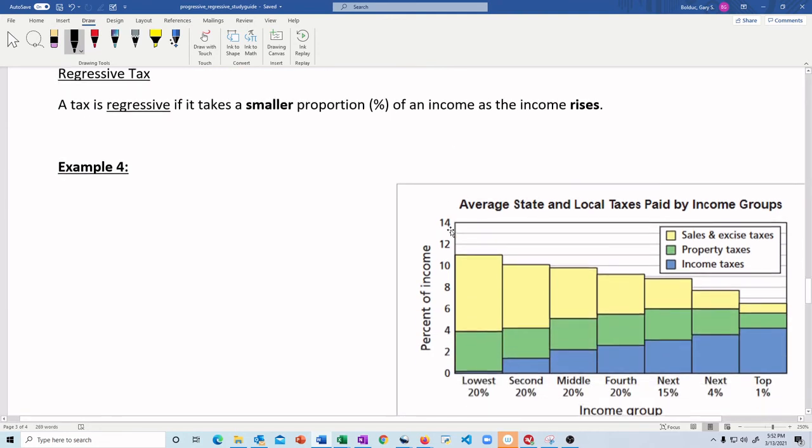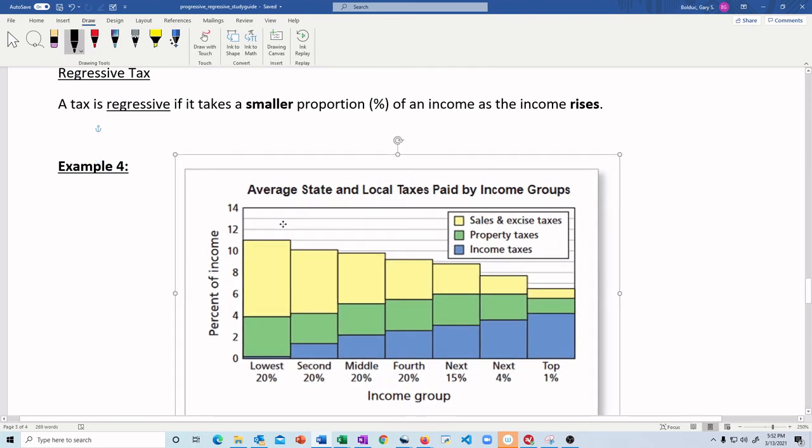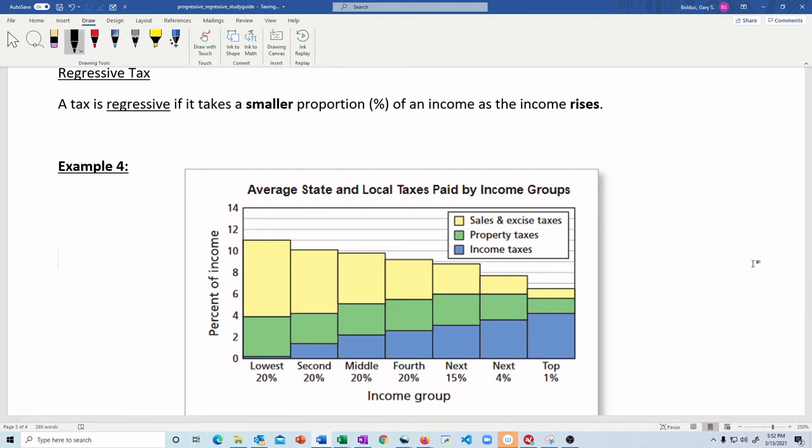So here's an example, and this graph comes straight from the book, so you can check it out in there and see their description and conversation as well. There are three different taxes, and I think this graph does such a good job describing all of these ideas. So first things first, a regressive tax. Well, what did we say? It takes a smaller proportion or percent of your income as your income rises.